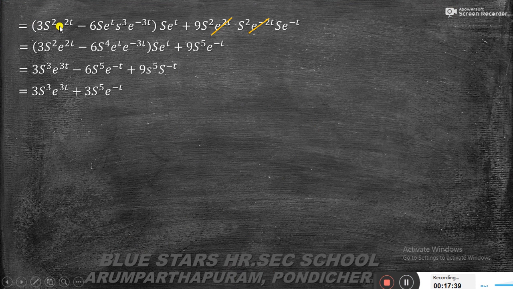So we see that 3s square e power 2t minus 6 into s e power t, s cube e power 3t, s e power t plus e power 2t, e power minus 2t cancelled. So we add that e power 2t minus 2t is e power 0 is 1. So 9 s square, s power 4, s power 5, 9 s power 5 e power minus t.